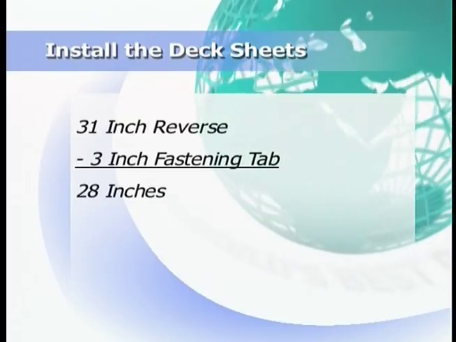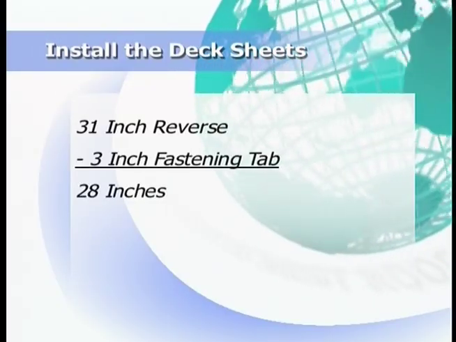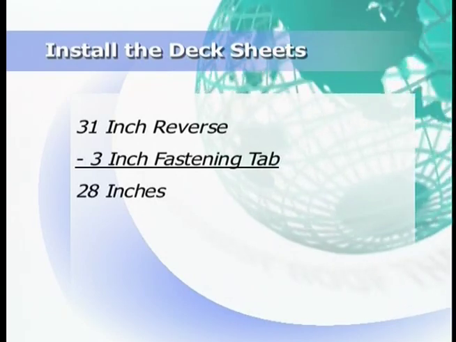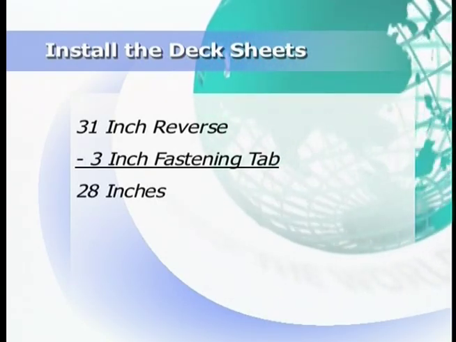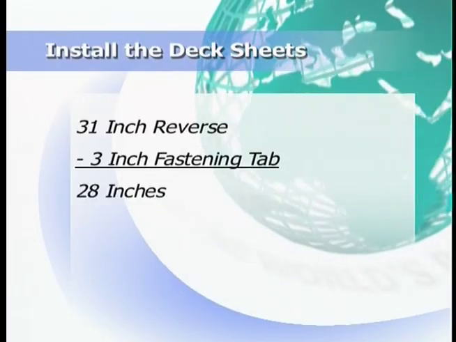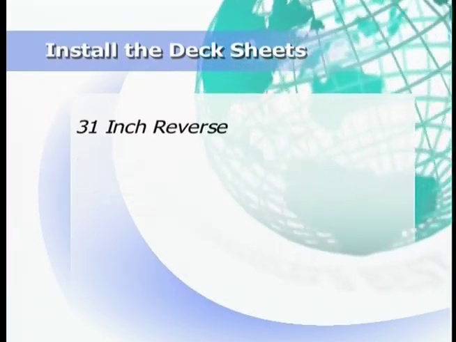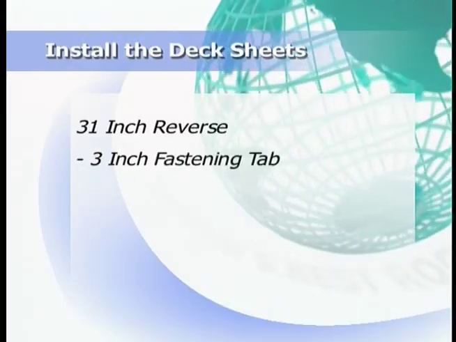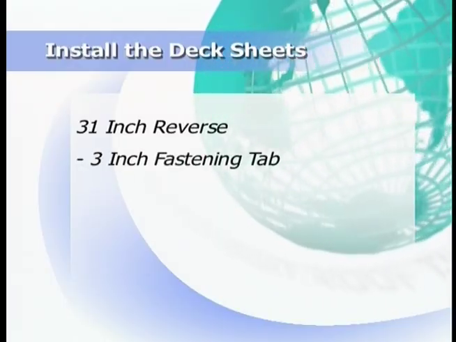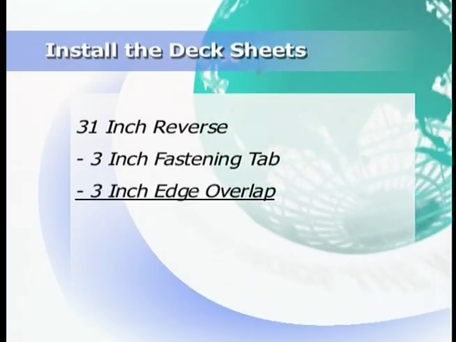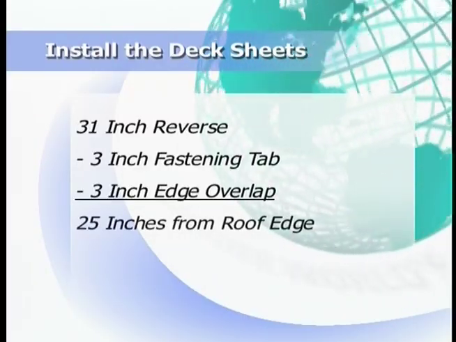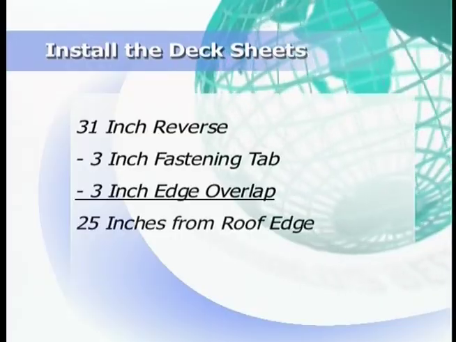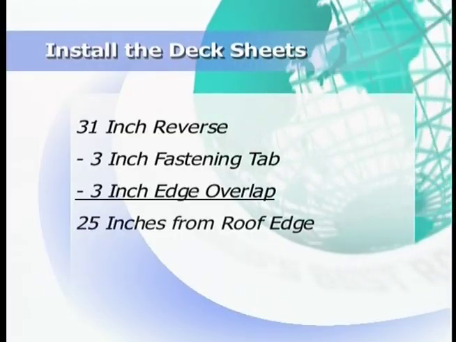But if the material needs to extend over the edge or overlap onto another deck sheet, you will also need to subtract these measurements. In this example, we are extending our deck sheet 3 inches over the building's edge. The 31-inch reverse, subtract 3 inches for our fastening tab, subtract another 3 inches for our edge overlap, and we arrive at 25 inches. 25 inches from the edge of the roof is where we will snap our chalk line.